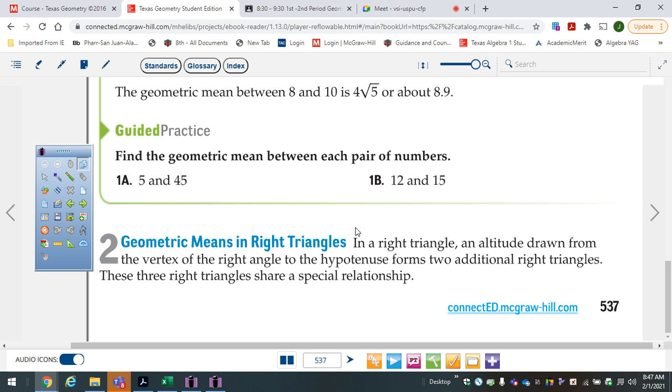So I did jump to chapter 8 already, and I skipped most of chapter 7 because all y'all were saying that similar figures was too easy. I agree it was. Geometric means in right triangles. Now we're going to go to the right triangles idea.